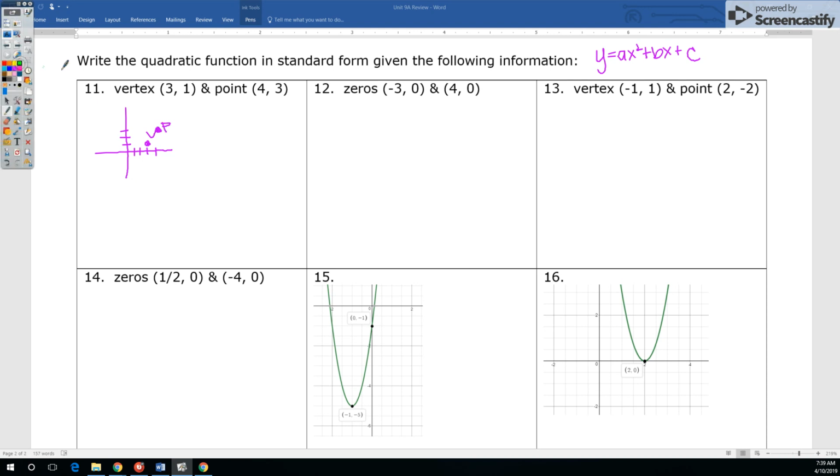I know that my axis of symmetry goes straight down through the vertex. So if one of my points is here at 4, 3, then my other point has to be 1 over from the axis of symmetry as well at the same height. So that's at 2, 3. This is my other point. Because the axis of symmetry means that it's the same thing on both sides.